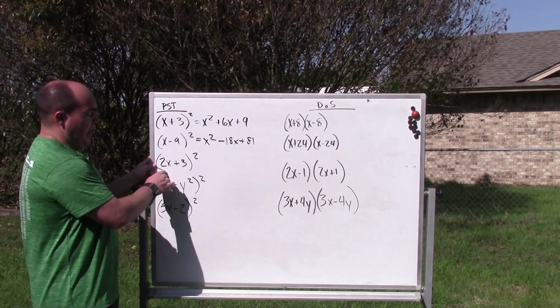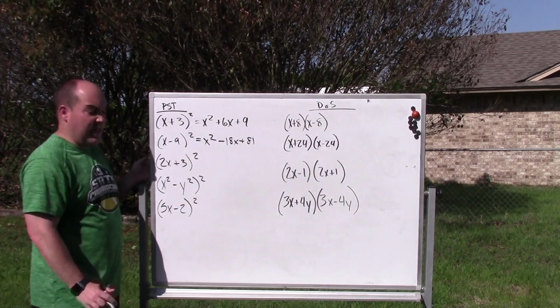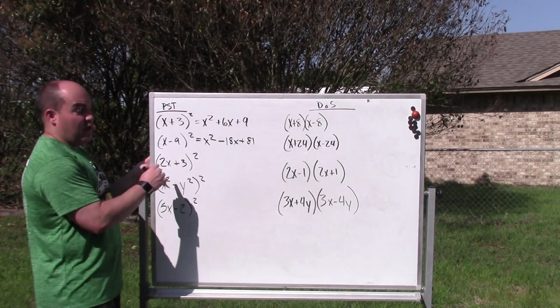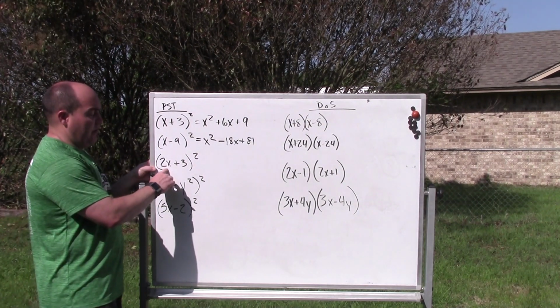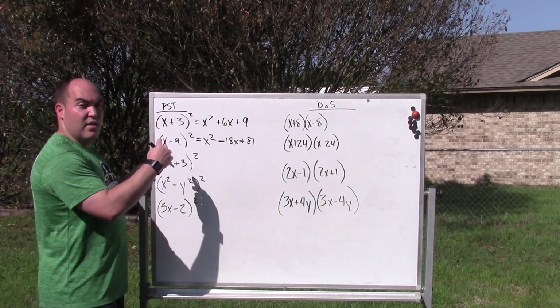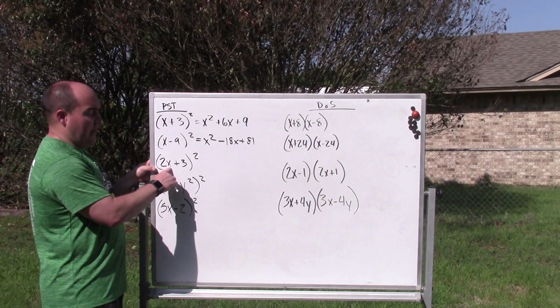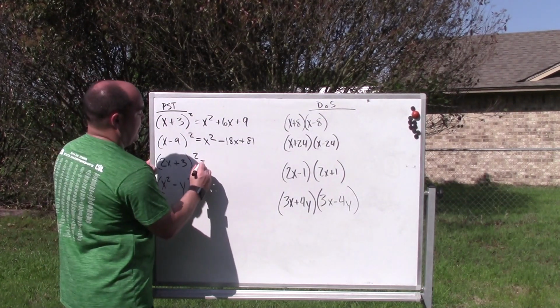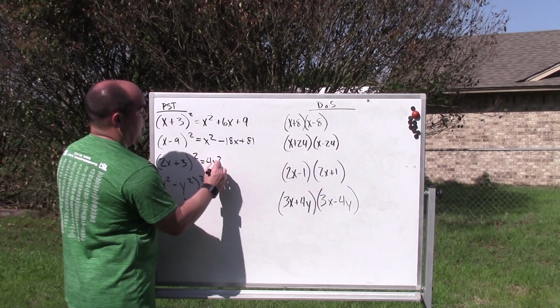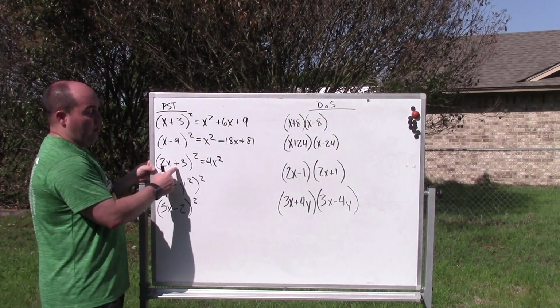Okay, now I have 2x plus 3. This is the first time we've had something in the front here. So I still work it the same way. I'm going to square the first term. Well, 2x squared, I've got to square the 2 and I've got to square the x. So that is 4x squared. It makes this part a little more complicated too.